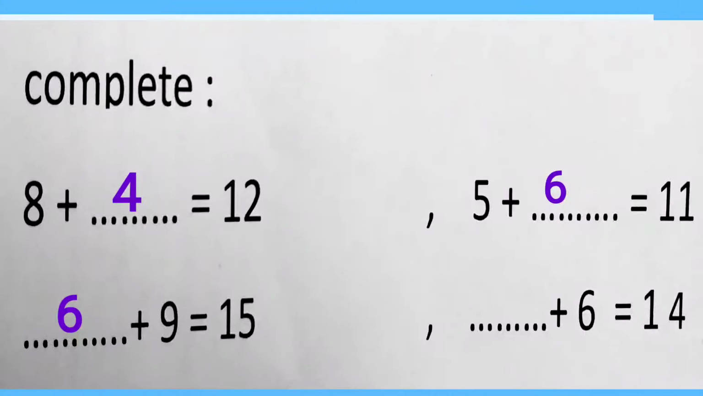Space plus 6 equal 14. After 6 to 14: after 6, 7, 8, 9, 10, 11, 12, 13, 14. We have 8 fingers. So 8 plus 6 equal 14.